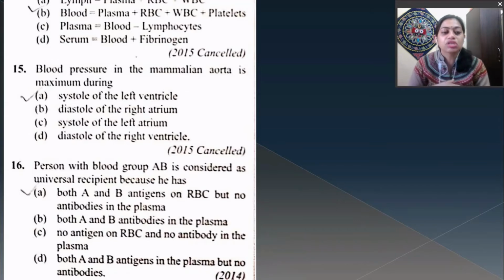Next is, a person with blood group AB is considered a universal recipient because both A and B antigens are on the RBC but no antibodies in the plasma. So nothing to see about the other options. Right option will be A.